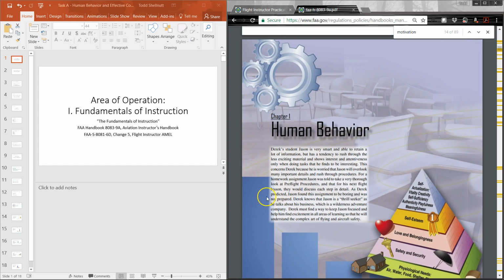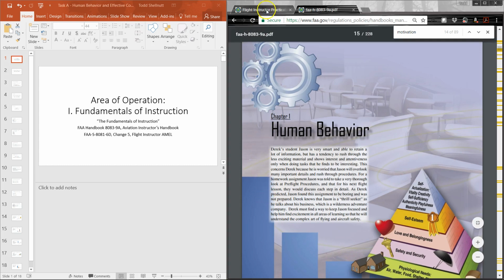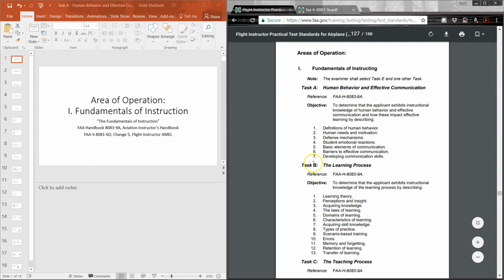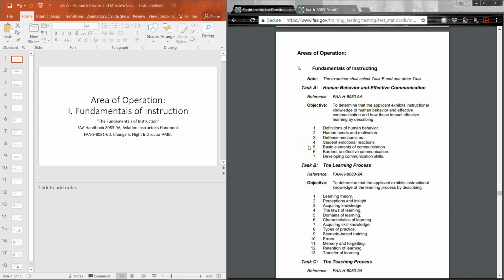So when we're looking at how to prepare ourselves, of course, we know that we have to go to the flight instructor practical test standards. And if we look here where it says definitions of human behavior, I know that if I want to talk about human behavior and effective communication, the very first thing I want to talk about is the definition of human behavior. So how do I prepare myself? How do I work this into a presentation?